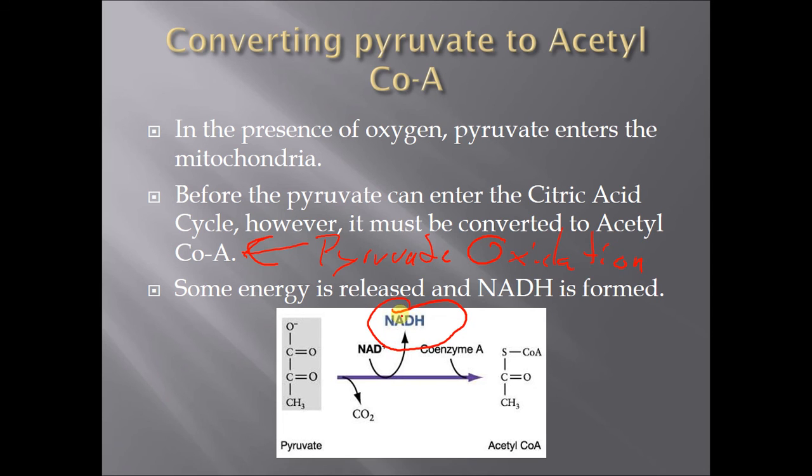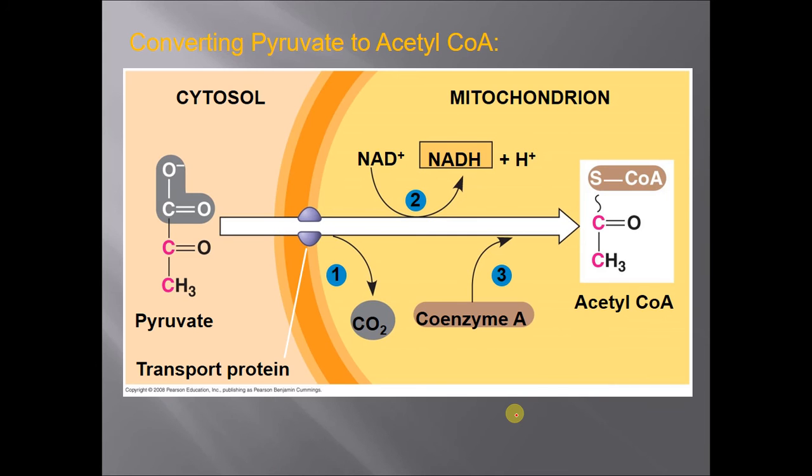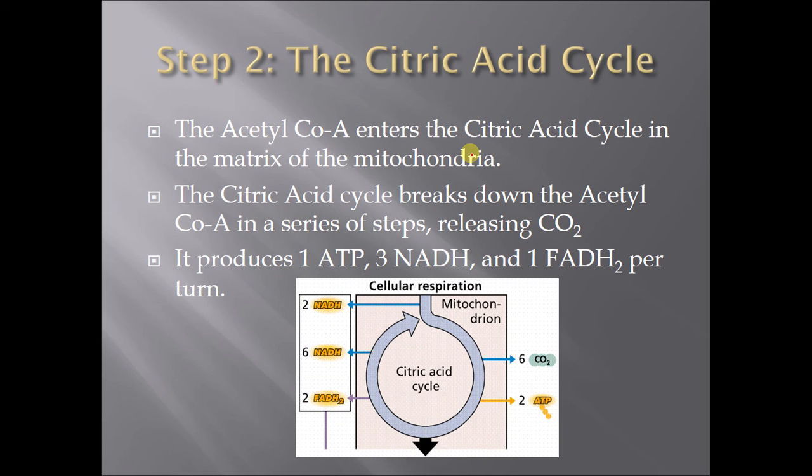Getting some NADH out by further preparing pyruvate, taking those electrons to oxidize it. So we're taking pyruvate, creating Acetyl CoA. Some energy, like we said, is released in NADH. The Acetyl CoA is what goes into the citric acid cycle. And here's a picture from your book of pyruvate being converted to Acetyl CoA and releasing more energy, NADH. The Acetyl CoA then enters the citric acid cycle in the matrix of the mitochondria. The citric acid cycle breaks down Acetyl CoA in a series of steps that releases carbon dioxide. This is where the carbon dioxide you exhale comes from.